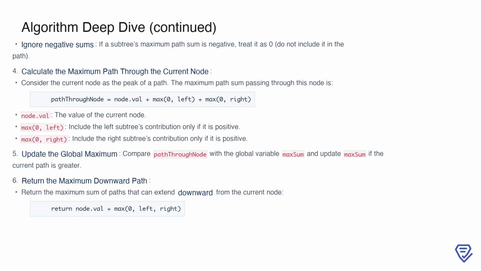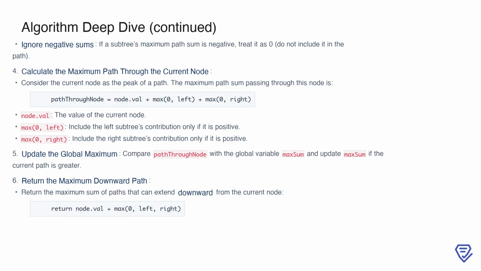If a subtree's maximum path sum is negative, we ignore it by treating it as 0, as negative values would decrease the overall path sum. Next, we calculate the maximum path sum that passes through the current node by adding its value to the contributions from the left and right subtrees. This is expressed as path through node equals node.val plus max(0, left) plus max(0, right), where node.val is the current node's value, and we only include the left and right contributions if they are positive.